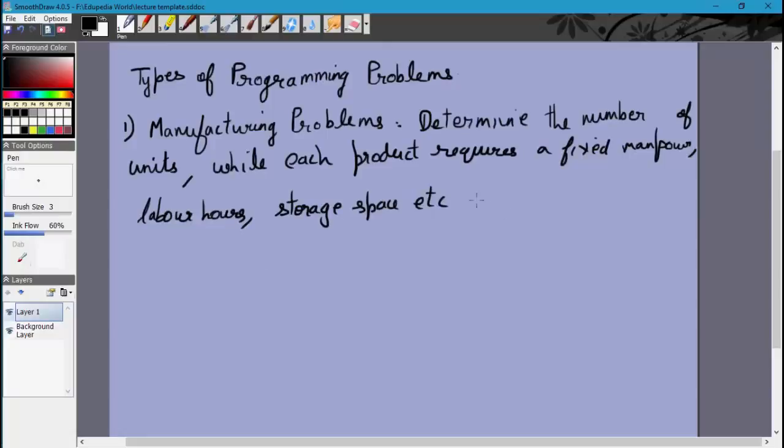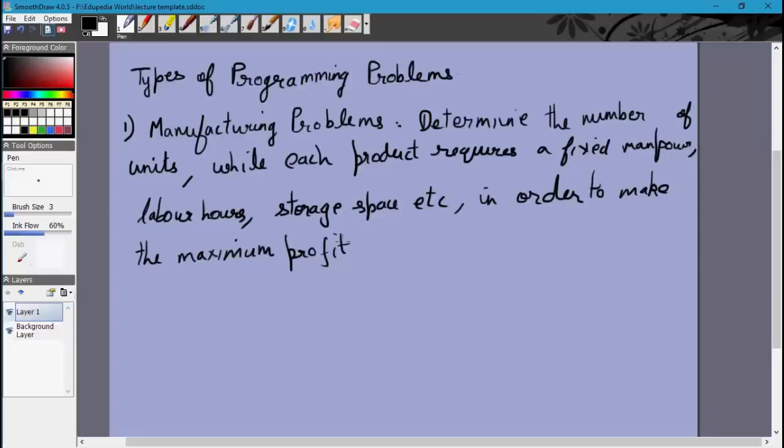So we have to determine the number of units. While each product requires some different things, these would be a form of constraints. Let's say we only have a certain amount of storage space or a certain amount of labor hours, and what we have to do ultimately is to make the maximum profit. So you would, for example, have a constraint of the form of, let's say you only have laborers working for 65 hours or something, or you only have storage space for 50 units. That would be a constraint, and you have to determine the number of units of each product in order to maximize the profit. So this would be one type of linear programming problem.